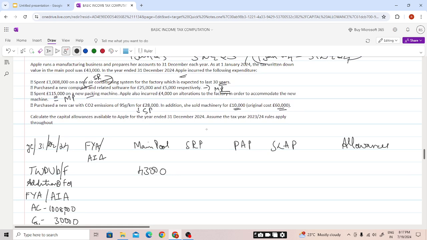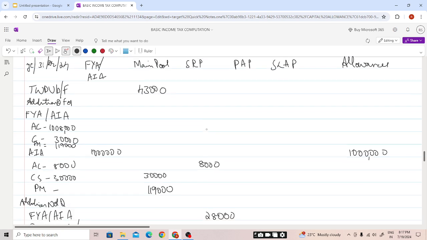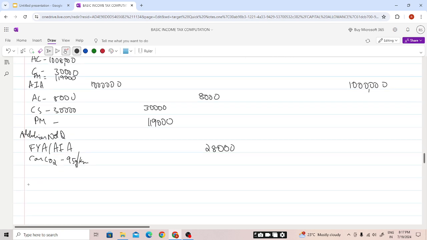She sold machinery for 10,000. So we have a disposal, students. Additions done. Now disposal, lower of disposal proceeds and cost. The disposal proceeds were 10,000 and the original cost was 60,000 pounds. So the lower of these is 10,000, and this is the disposal of machinery. Machinery means main pool, 10,000.